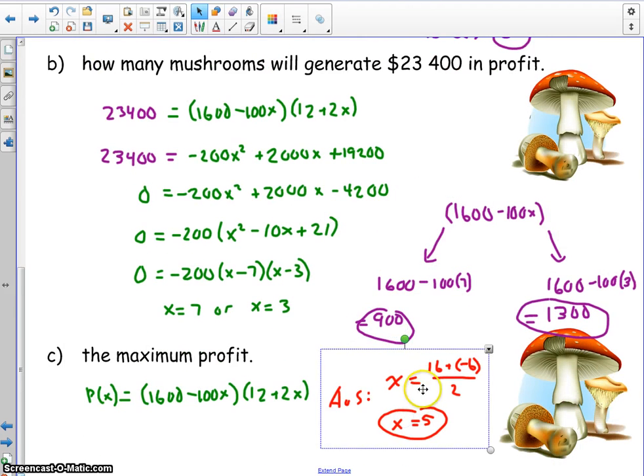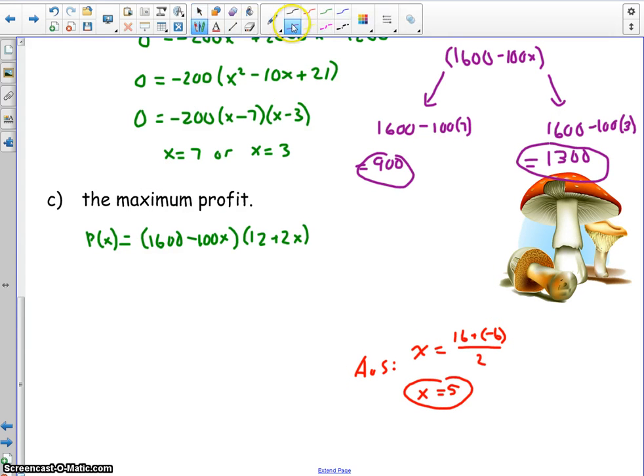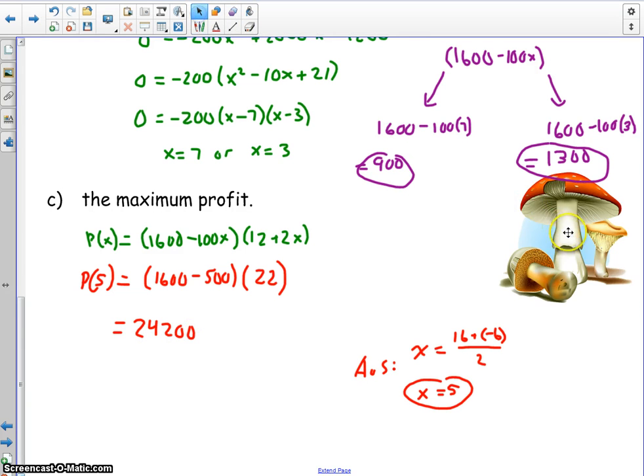So let's throw that down here. Remember, that's our axis. Let's throw that in for x and see what happens. So we'll get P of 5. So 1,600 minus 100 times 5 is 500. And 12 plus 2 times 5 is 22. Okay, so let's run that through our calculator, see what we get. So it gives me 24,200. So that'll be our maximum profit.